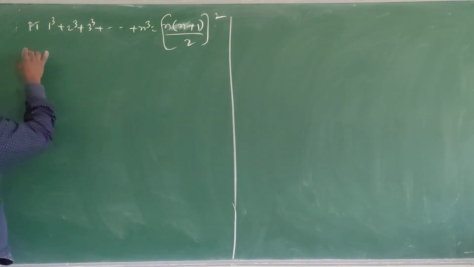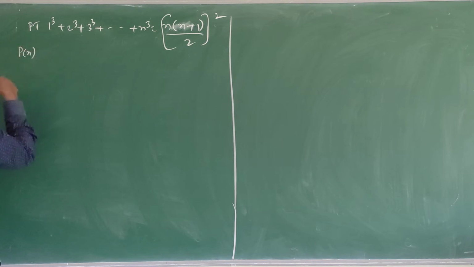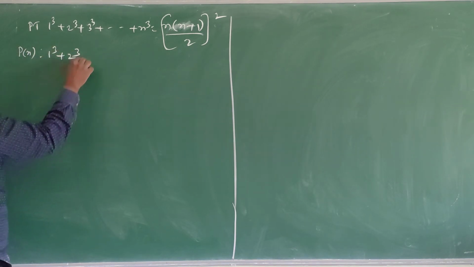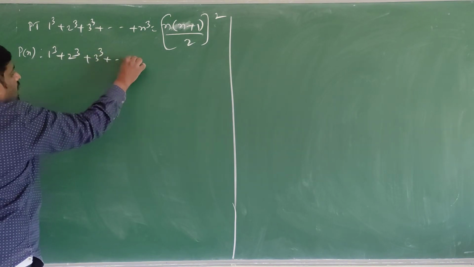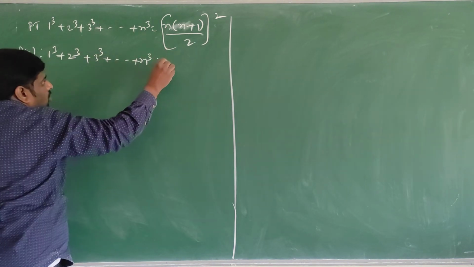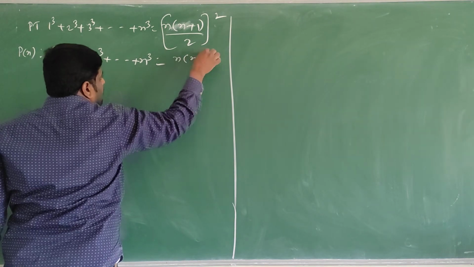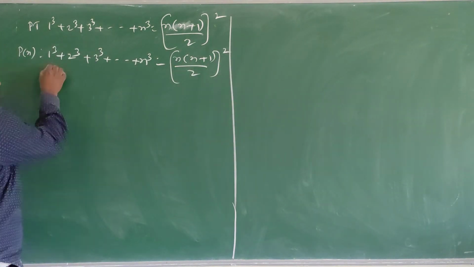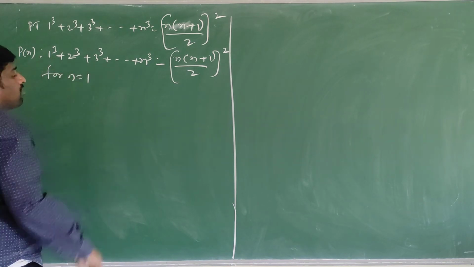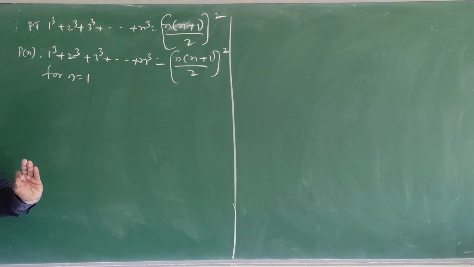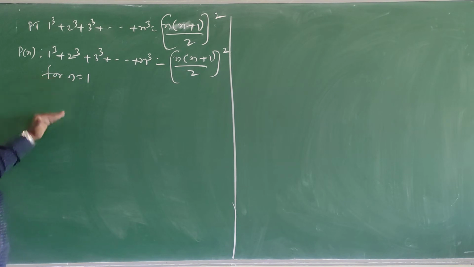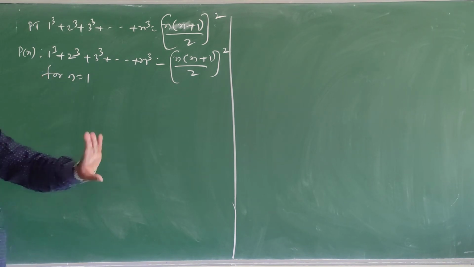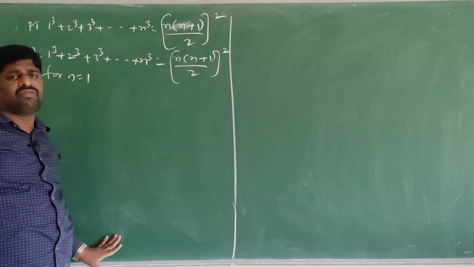Similarly, I have to write P of n equals 1 cube plus 2 cube plus 3 cube plus so on plus n cube equals n into n plus 1 divided by 2 whole square. For n is equal to 1, and n is equal to k. These two steps are compulsory for all problems. Same steps only for all problems.